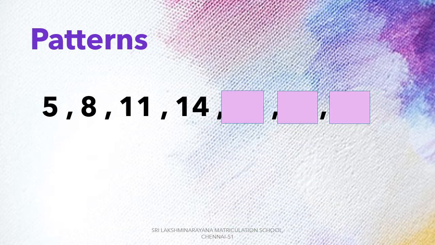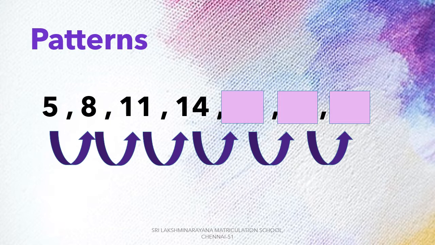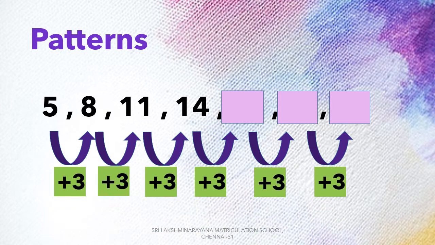So what are the given numbers? 5, 8, 11, 14. So what will be the next three numbers of this series? When we add 3 to 5, you will get 8. So 8 plus 3 is 11, 11 plus 3 is 14, 14 plus 3 is 17, 17 plus 3 is 20, 20 plus 3 is 23. So this is one kind of pattern. Children, create your own patterns like this.